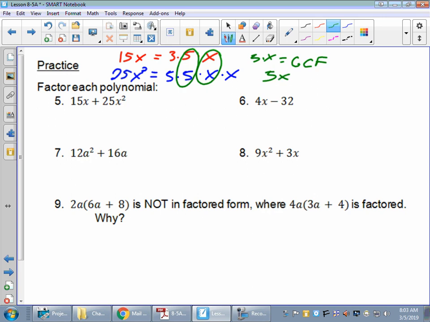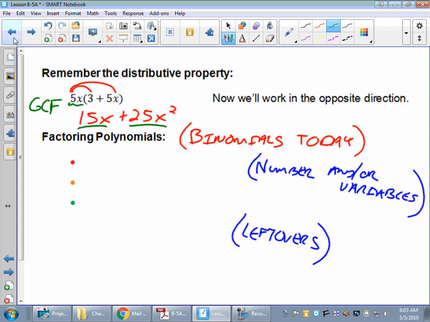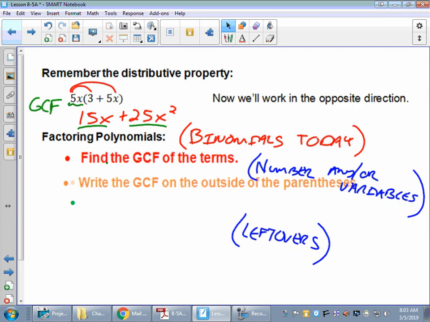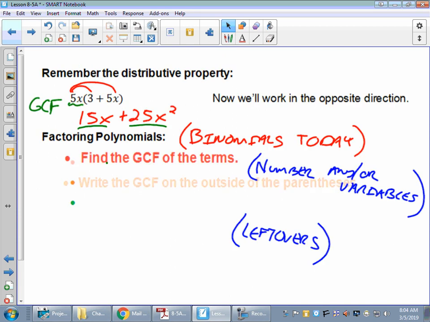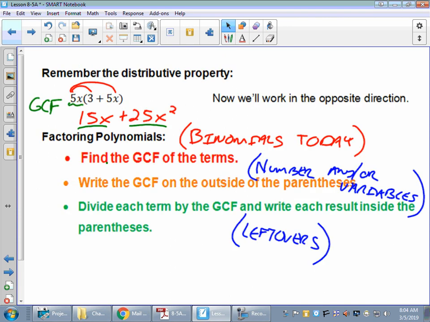So I can take the GCF. Now our rules state over here that we want to find the GCF, then write the GCF on the outside of the parentheses. So that's what we're going to do. 5x here is going to go on the outside of the parentheses. And then whatever's left over is going to go on the inside of the parentheses. Prime factorization is really nice because once you do that, you've found the GCF, you put it on the outside, and now you divide by the GCF and you get the leftovers.